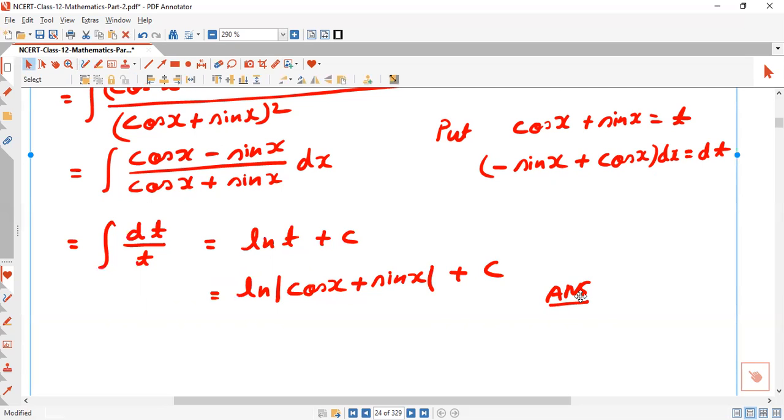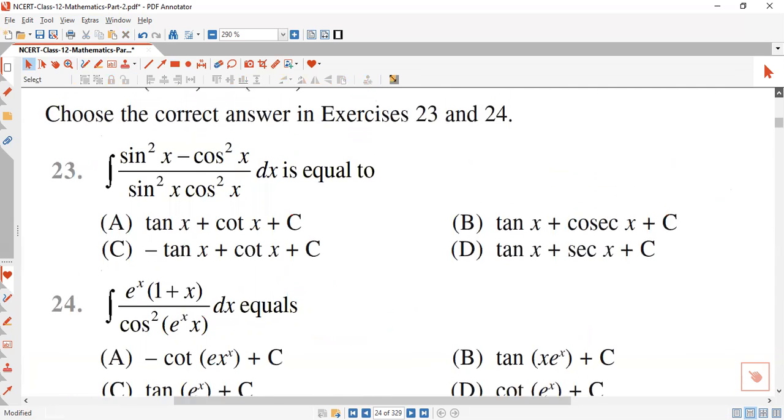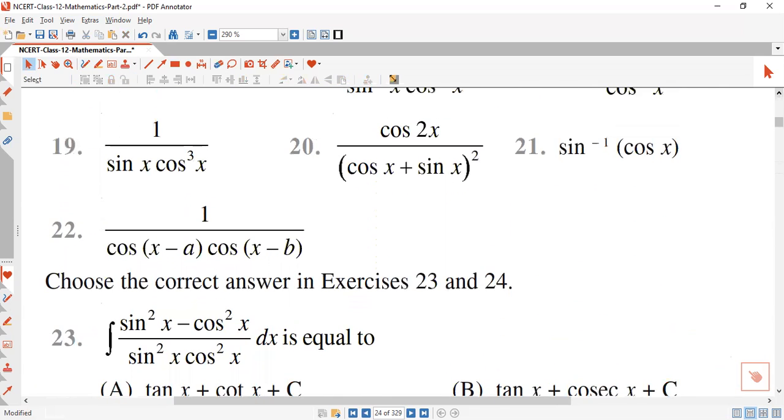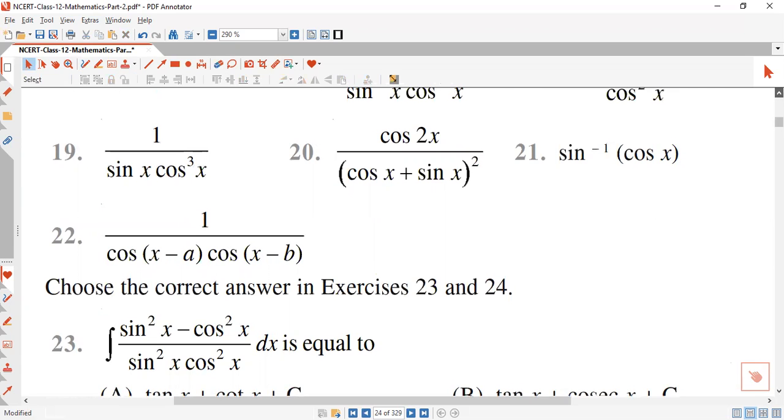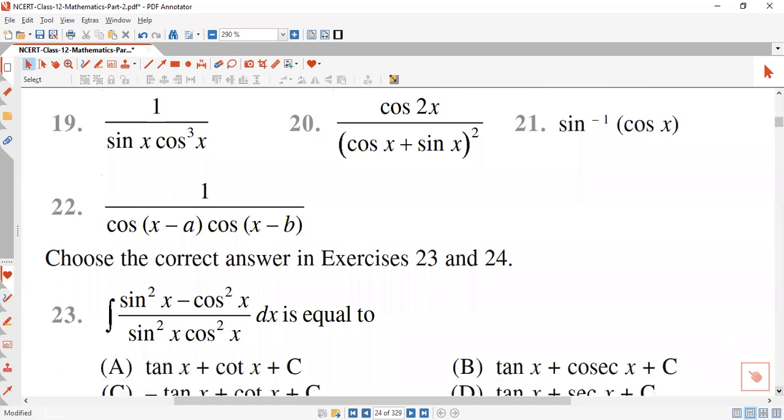Now, I will do the next question. After this, question number 20, okay, fine, I would like to do question number 21. We want to find the integration of sin inverse cos x dx. Okay, fine.